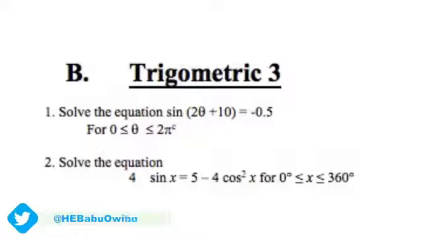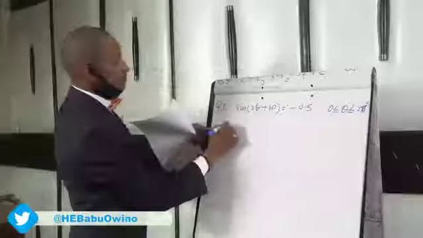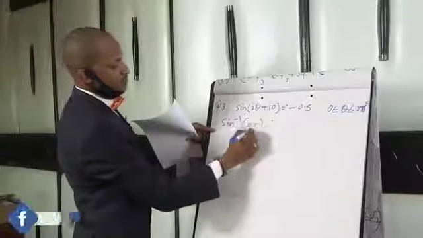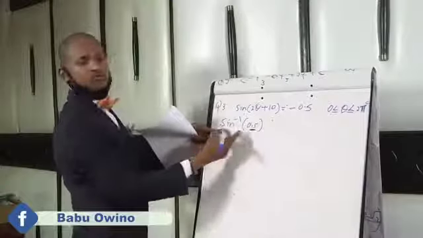But we are further advised for the values of theta less than or equal to 2 pi radians. This sign means pi radians. So we want to find the values of theta. Number 1, find an angle whose sine is 0.5.